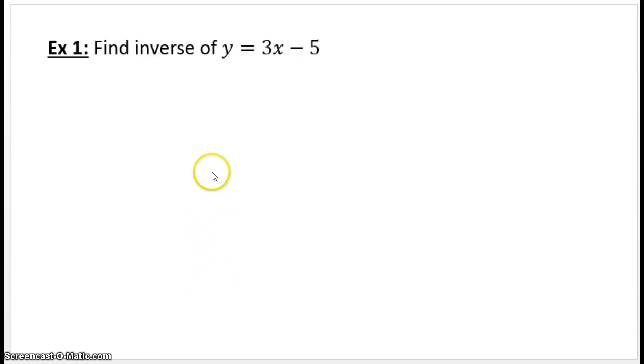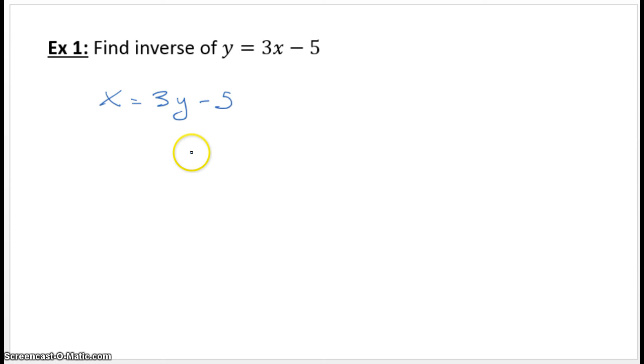Here they ask us to find the inverse of y is equal to 3x minus 5. Now to find the inverse, just knowing what we've seen so far, I'm literally going to switch the x and the y values. So if I rewrite my example, the first thing I want to do is switch my y and my x. So instead of y is equal to 3x minus 5, I'm going to have x is equal to 3y minus 5.